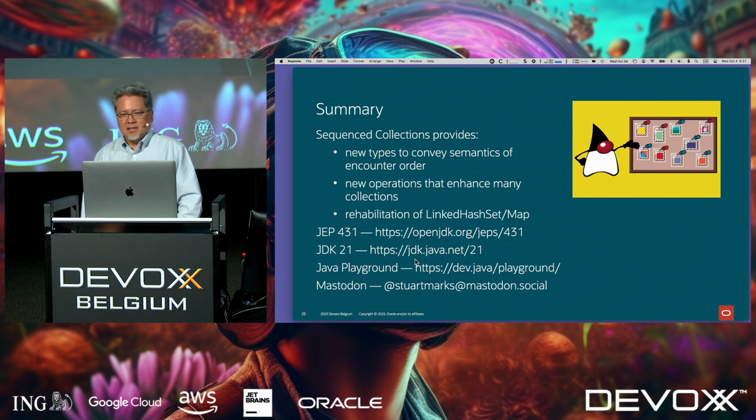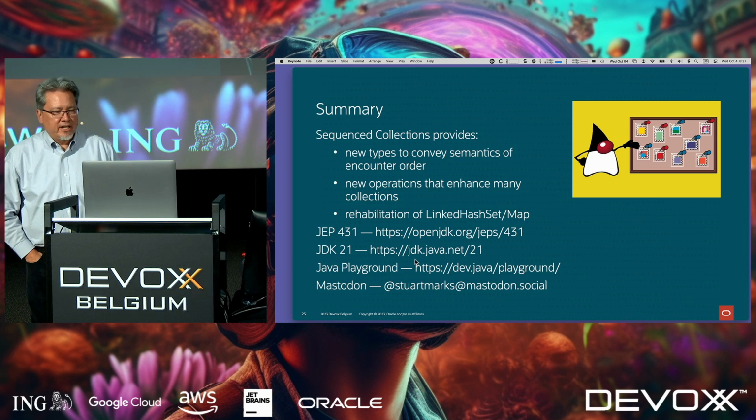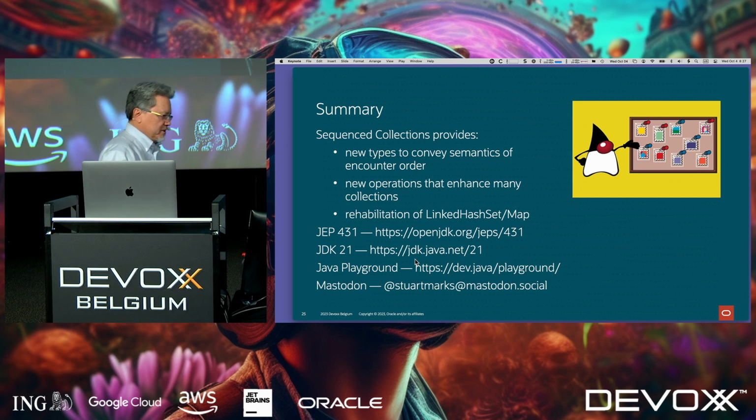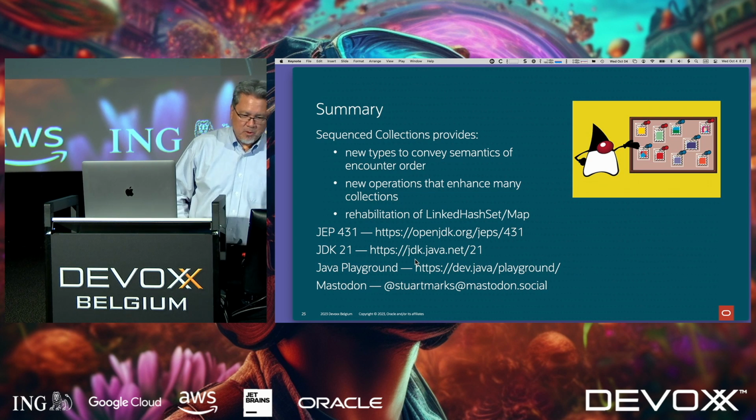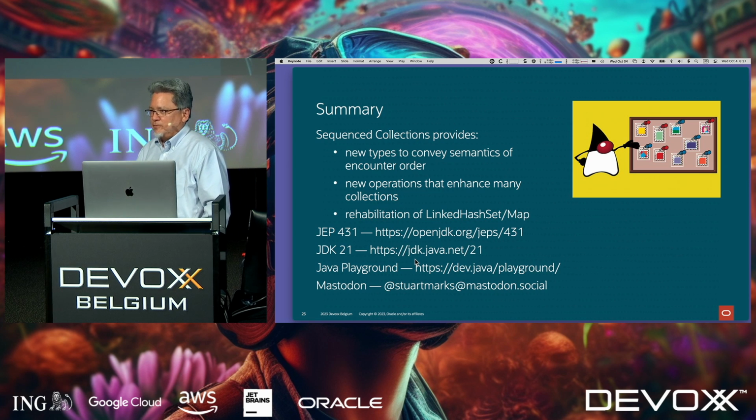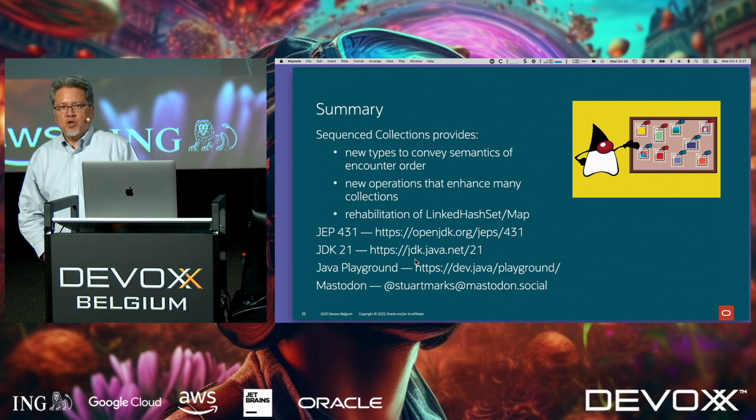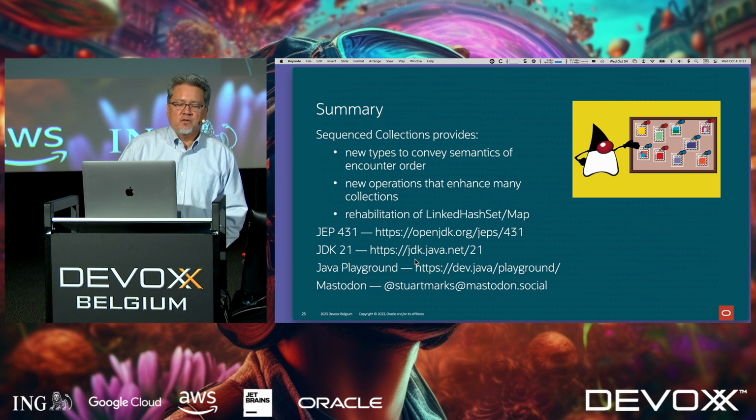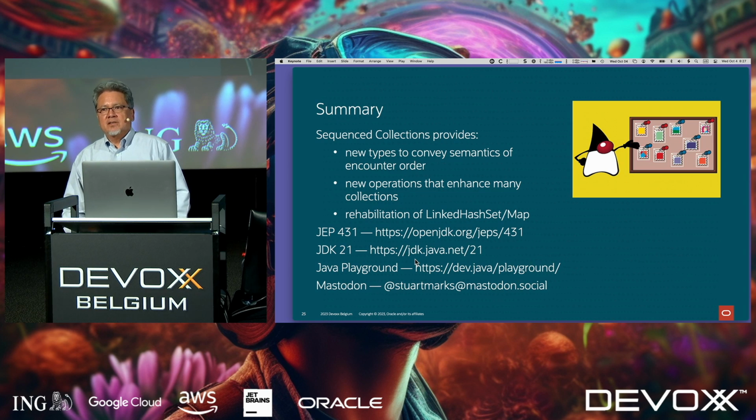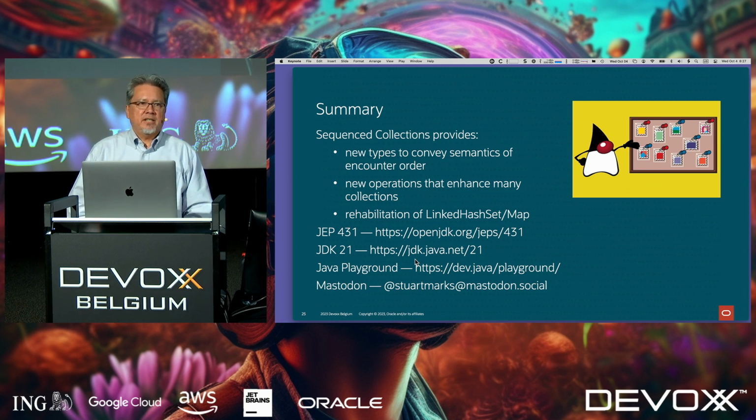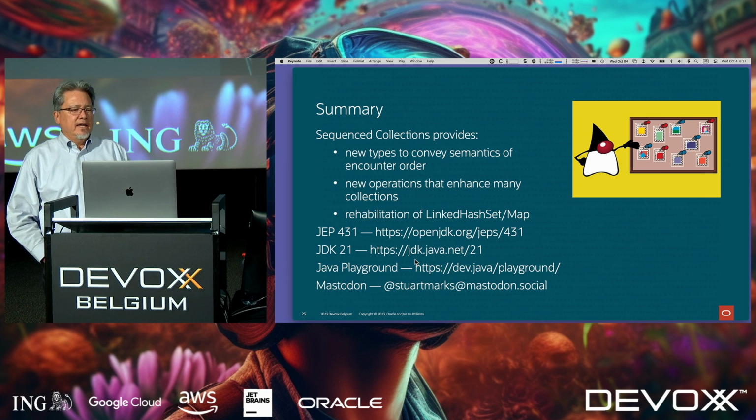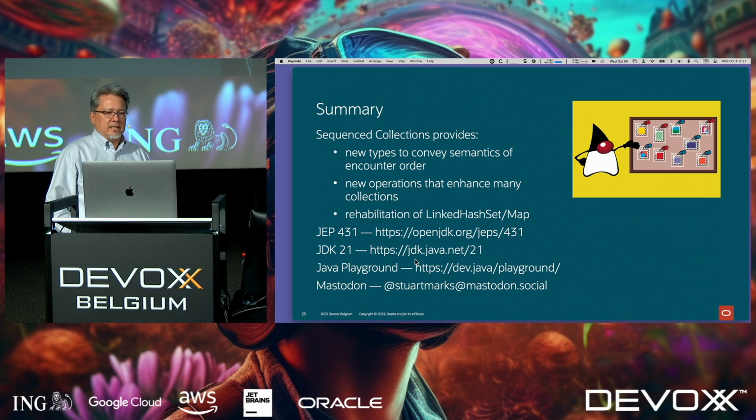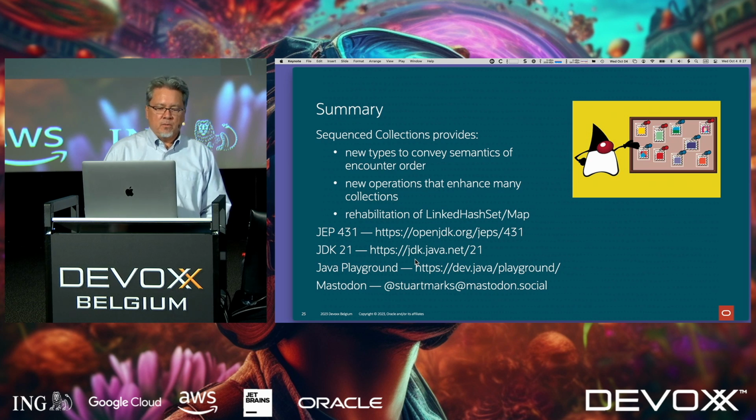All right. I'm at the end here, and I'm running out of time. So great. I hope you enjoy sequenced collections, because I think it provides a lot of useful functionality. It provides new types that you can use in your APIs that give your APIs more precise semantics. It provides a bunch of new operations that will enhance many collection implementations that exist in the collections framework, and it rehabilitates linked hash set and linked hash map, and I think you'll find that those are much more useful than they used to be.